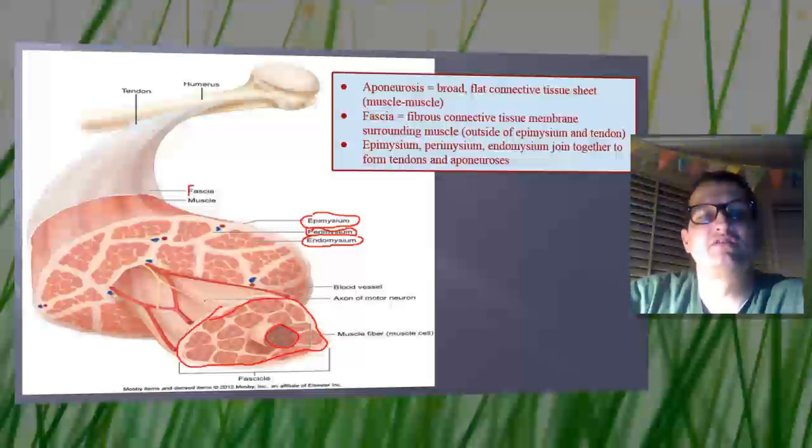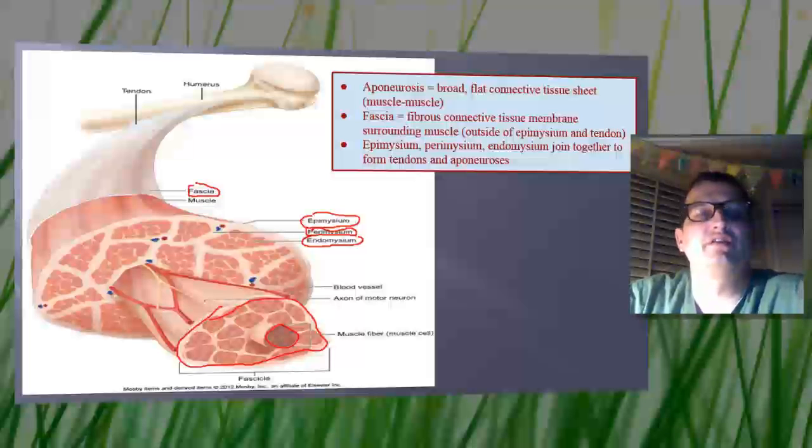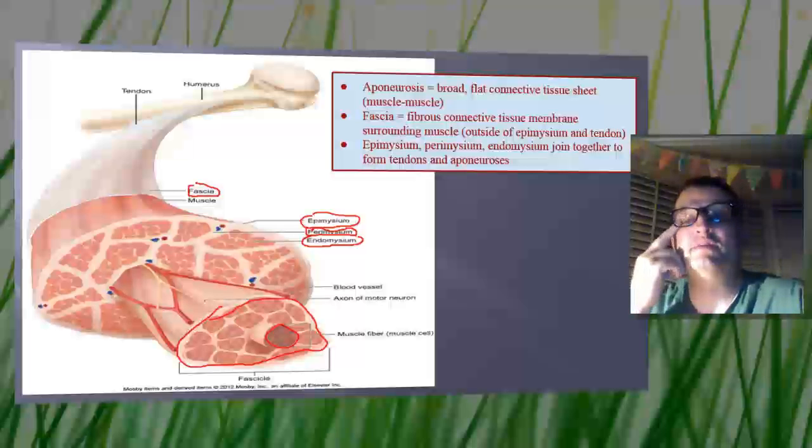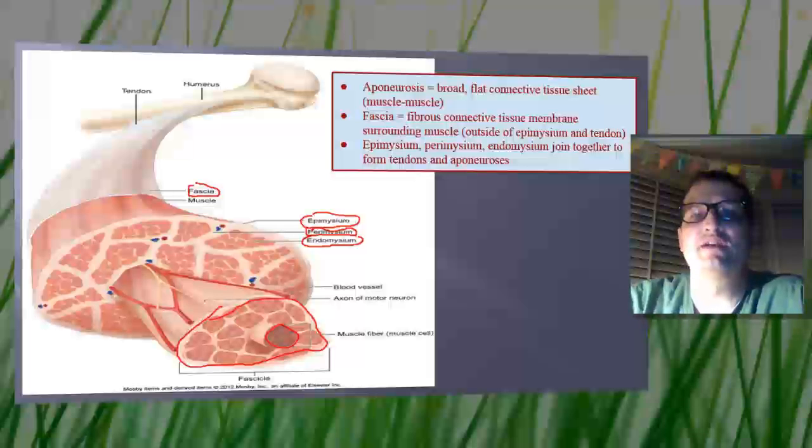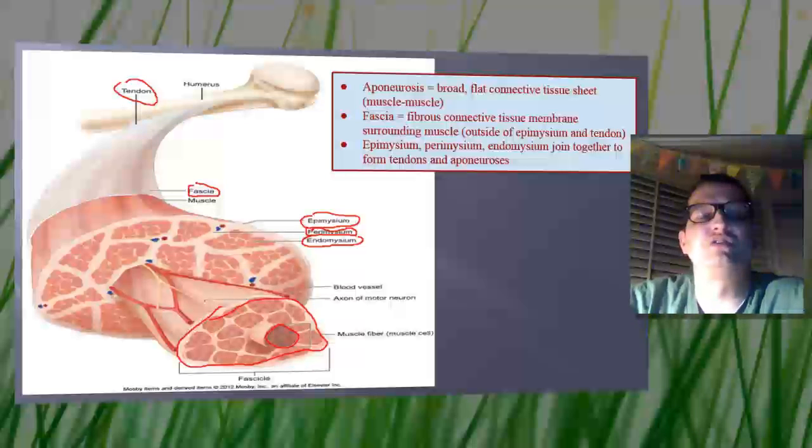The fascia is the dense connective tissue covering around the entire muscle. It's really a continuation of the epimysium, perimysium, and endomysium. All of those combine with the fascia to form tendons and aponeuroses here, which of course attach the muscle to the bone.